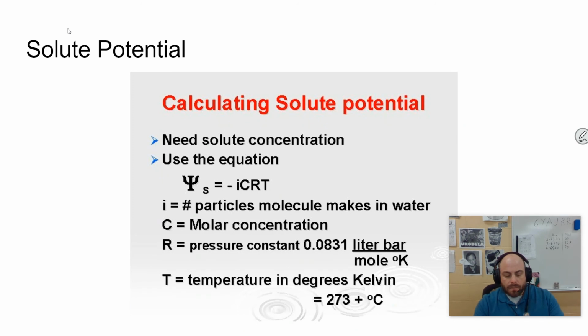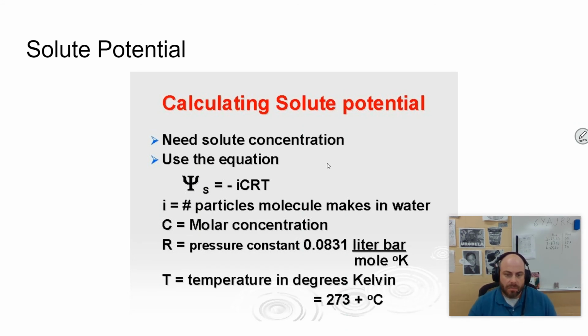In order to calculate total water potential, you have to be able to calculate solute potential. And so there is a particular equation for that. You can see that there. The solute potential is equal to the ionization constant times the molar concentration times the pressure constant times the temperature in Kelvin. I is called the ionization constant. Basically, the question you can ask yourself is, how many pieces is this going to turn into if I put this in water? So, the number of particles a molecule makes in water.